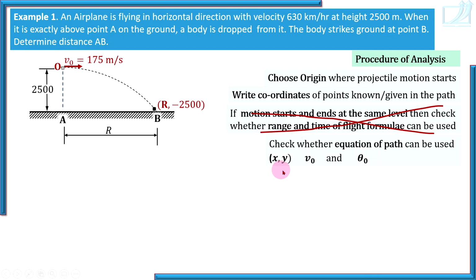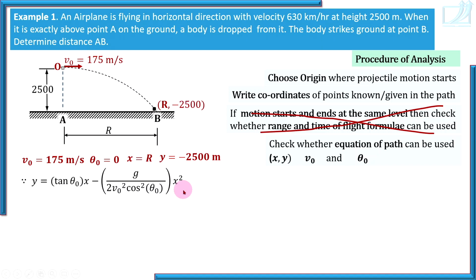How to check it? Remember, given and asked is amongst these 4 parameters. Then we use equation of path. Let's check here. V0 is given, 175 meters per second. It is magnitude of initial velocity. Theta 0 is angle made by initial velocity with horizontal, and it is 0. X coordinate R and y coordinate minus 2500, and what you want to know? R.